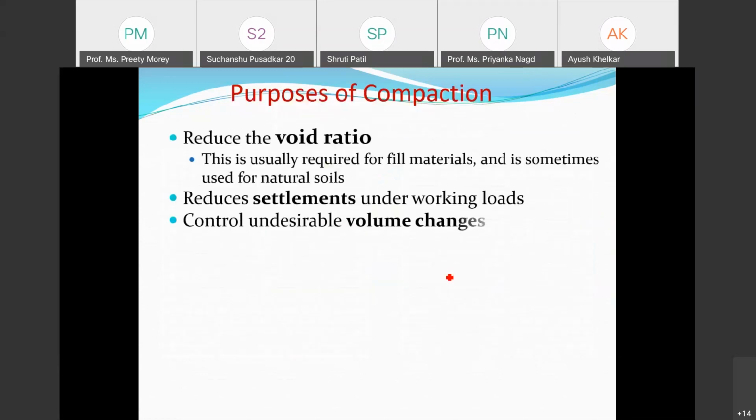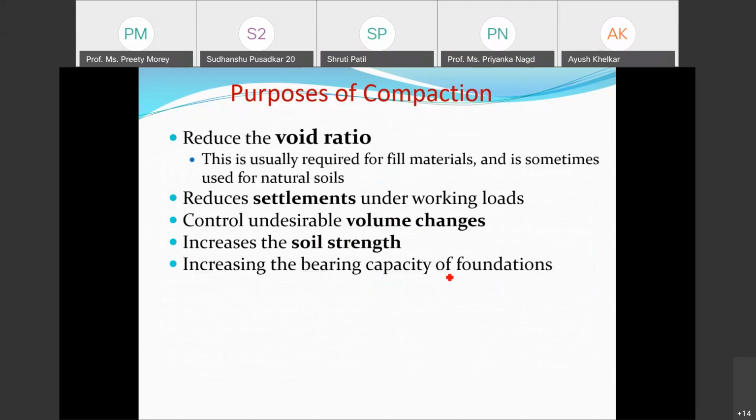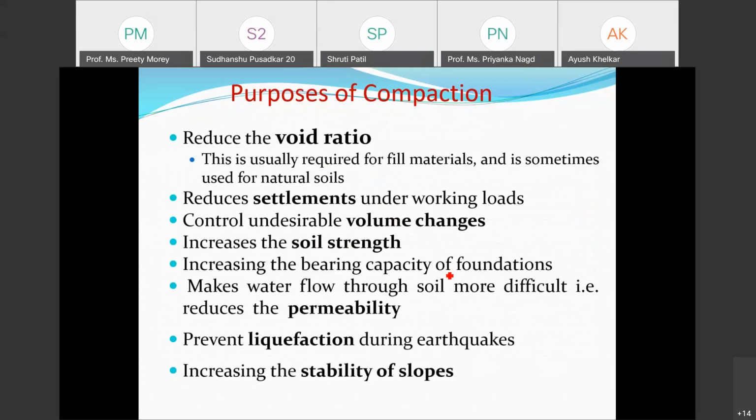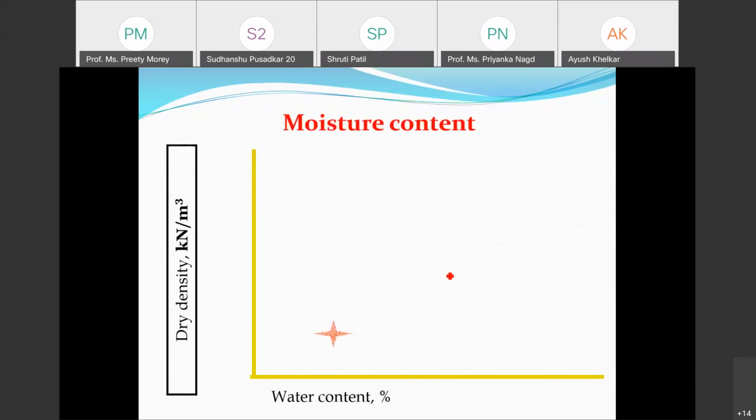It reduces the void ratio, reduces settlement and volume change, increases strength and bearing capacity, permeability will be reduced, and liquefaction will also be reduced. And the stability of the structure will also increase. So these are the purposes of compaction.